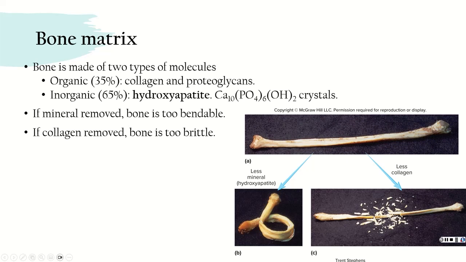Now, if you remove the inorganic hydroxyapatite crystals, or what we will call minerals, as most people call it, the bone becomes very bendable, more rubber band-like, right? Like this in figure B. Now, if you remove the protein, collagen, and organic part, what happens is the bone becomes so stiff and it becomes more like glass and very brittle and shatters, like this image here. So both are needed to give us the proper bone properties that the body needs for functioning.